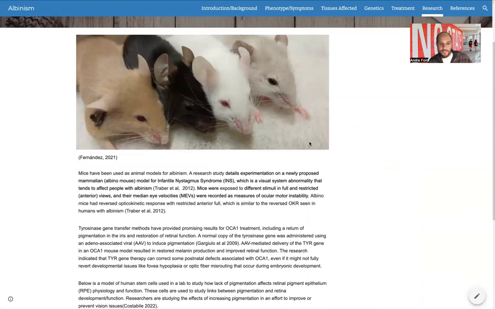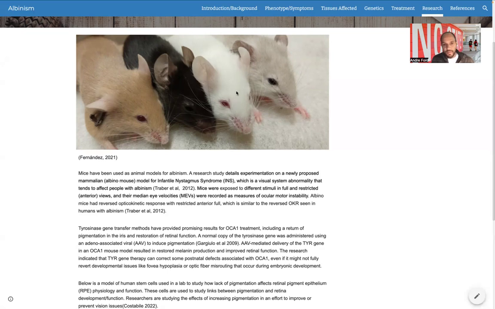As far as the research, mice have been used as model animals, as they usually are for different things, but they've been used for this. They first discovered that they could be used as models for albinism, specifically infantile nystagmus syndrome. And they exposed different mice, of course, albino mice.